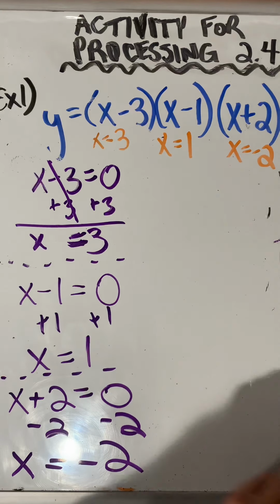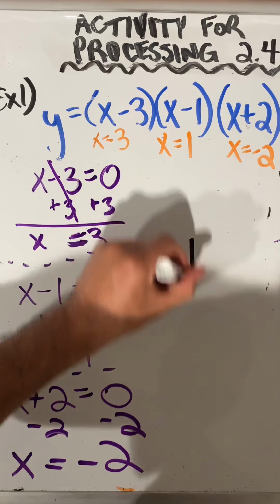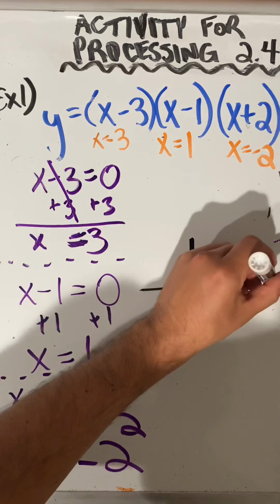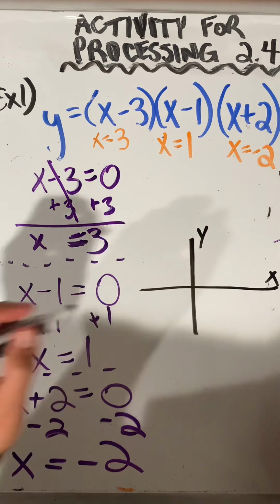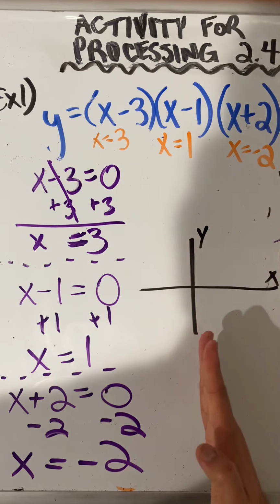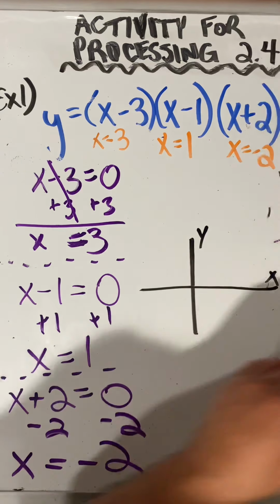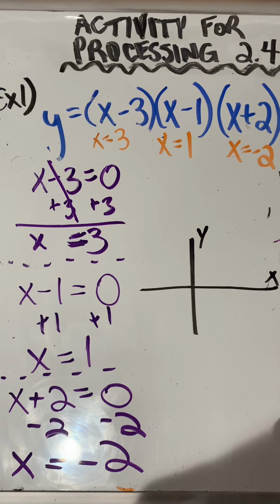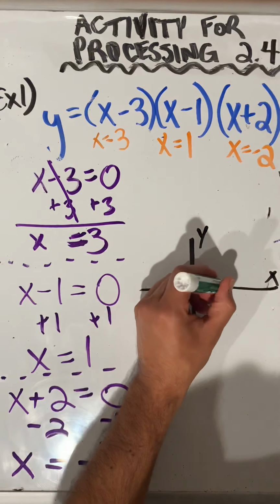Now, for the sake of this problem, I actually would like to show you what that looks like on a graph. Okay, remember, this is the x value. This is the x-axis. That's the y-axis, okay? Horizontal, vertical. Now I'm going to go ahead and plot x equals 3 right here.